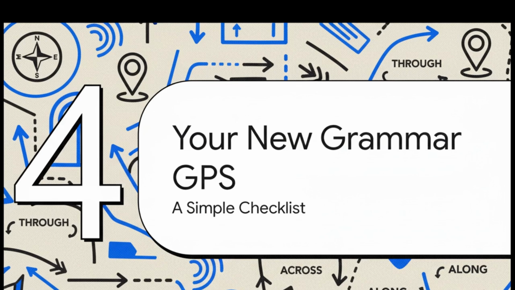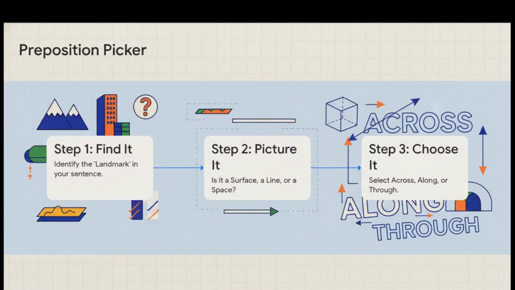So the big question is, how can you use this every day? Let's just distill everything we've talked about into a simple, practical tool. Think of it like a mental GPS for picking the right preposition every single time. It's really just a simple 3-step process. First, just find your landmark, the noun you're talking about. Step 2, picture it in your mind's eye. What does it look like? A flat surface, a long line, an enclosed space. And then step 3, just choose your word based on that image. Across, along, or through.